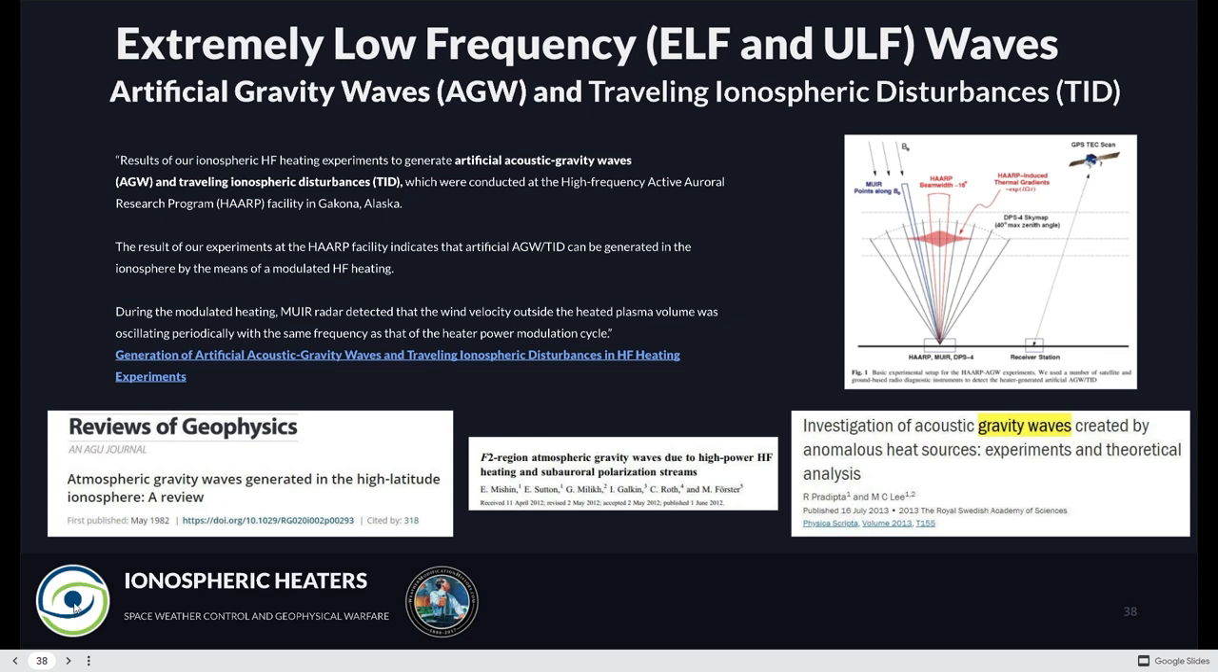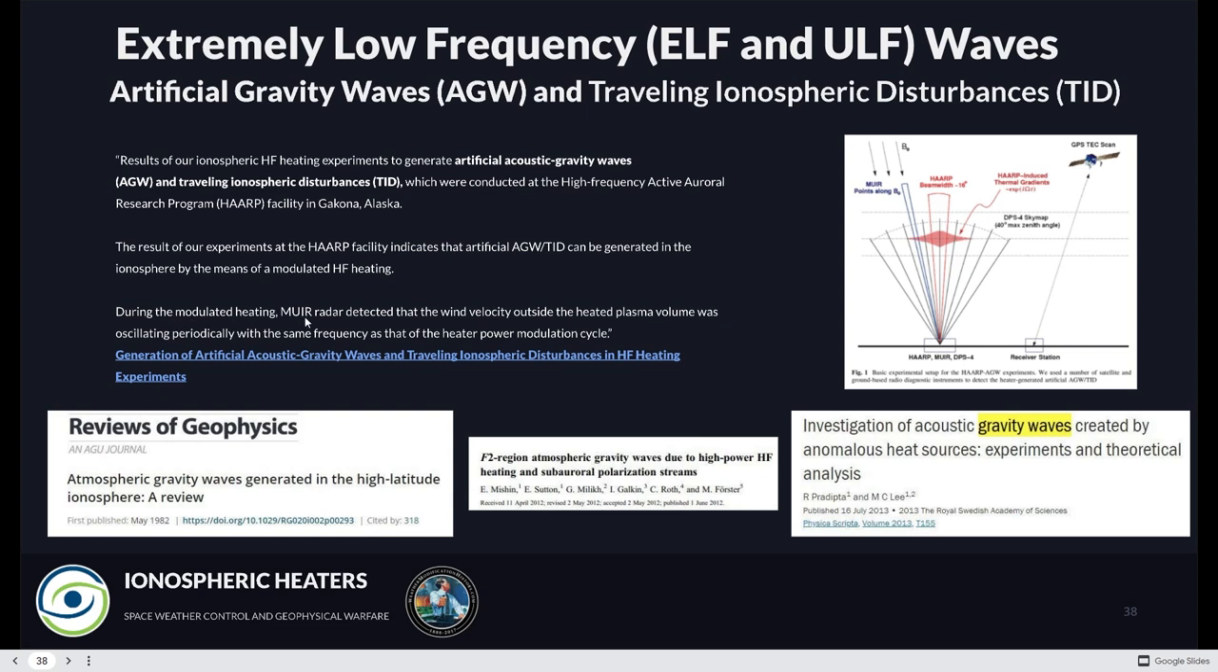Other things that they can do with HAARP: artificial gravity waves and traveling ionospheric disturbances. Quote, results of our ionospheric heating experiments to generate artificial acoustic gravity waves and traveling ionospheric disturbances, which were conducted at the High Frequency Active Auroral Research Program facility in Gakona, Alaska. The result of our experiments with the HAARP facility indicates that artificial gravity waves and traveling ionospheric disturbances can be generated in the ionosphere by means of modulated high-frequency heating.